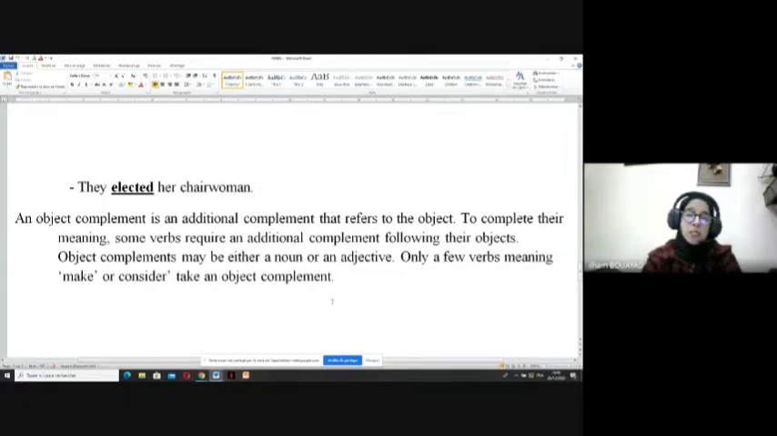And whenever you see a structure in which you have a verb plus a direct object plus an object complement, this verb is a complex transitive verb.